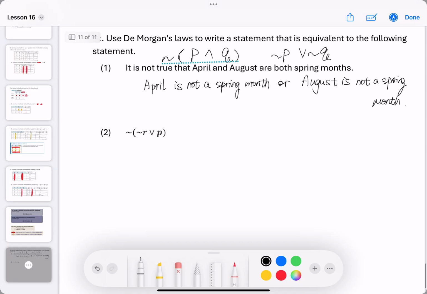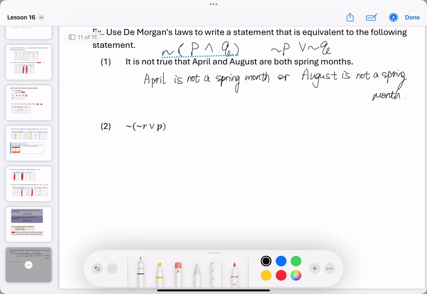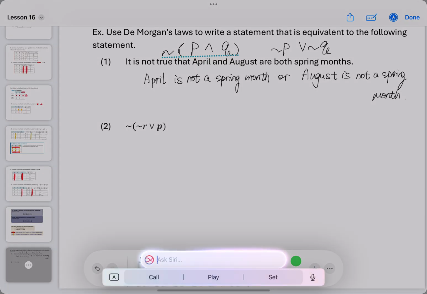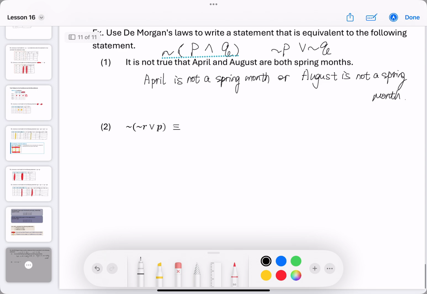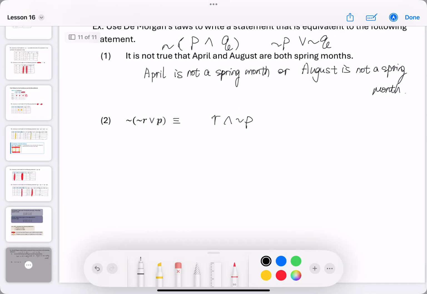Okay, let's see the next one. If I'm using the De Morgan law, I want to clear the parentheses. I can say this one is equivalent to not R. What is not R? That is R, because you negate the R twice. You're having R. And you convert the or to and, and not P. Okay, this is the last question of lesson 16.